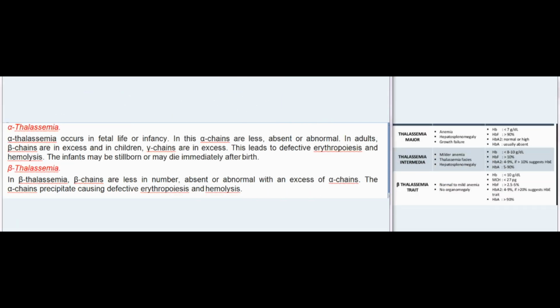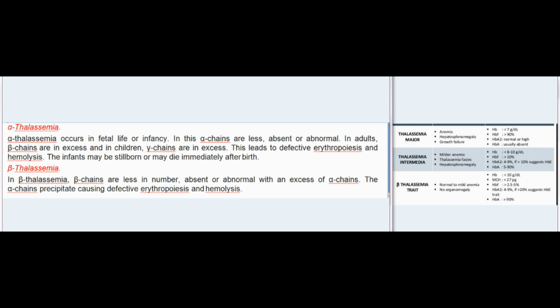Alpha thalassemia. Alpha thalassemia occurs in fetal life or infancy. In this, alpha chains are less, absent, or abnormal. In adults, beta chains are in excess, and in children, gamma chains are in excess.